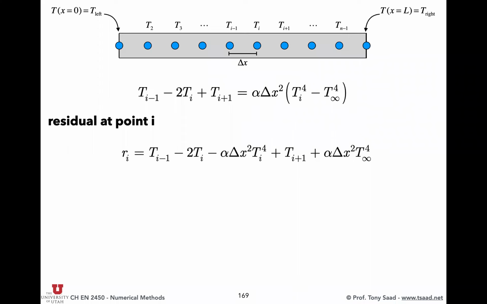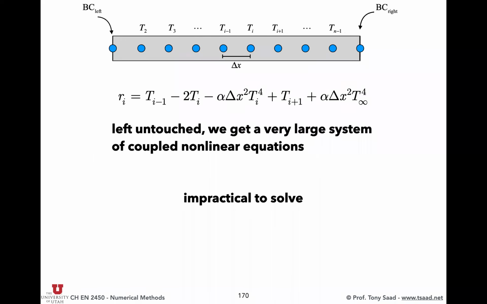But just to remind you, we are trying to solve for T_i, for i going from 1 to n. And every equation at every point is coupled to all the other points. So that means you have a system. Equation 1 needs equation 2 needs equation 3, and so on all the way to point n. But each one of those equations is nonlinear. And I said that if left untouched, this is a very large system of coupled nonlinear equations. Can we solve it using Newton's method for systems of equations? Absolutely. But it is very expensive to do.